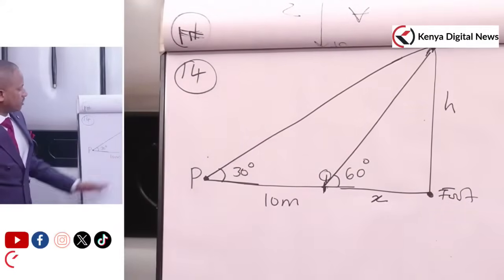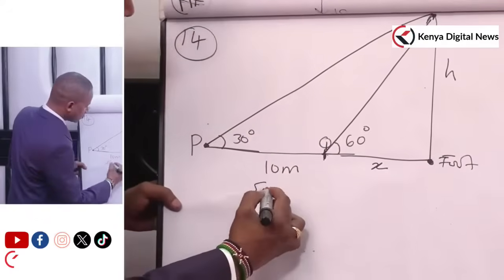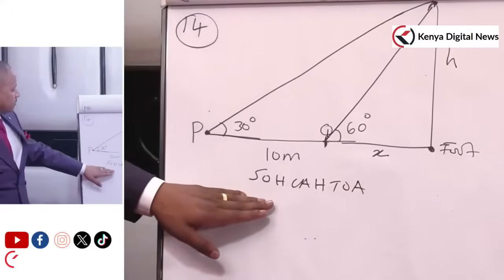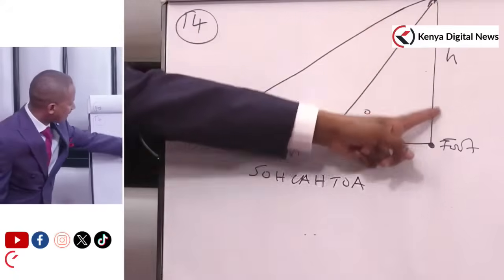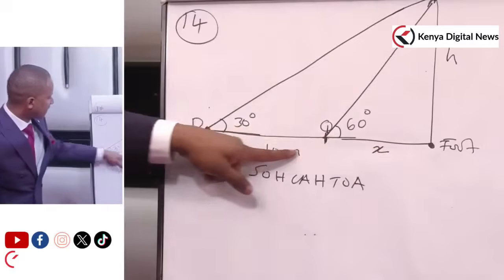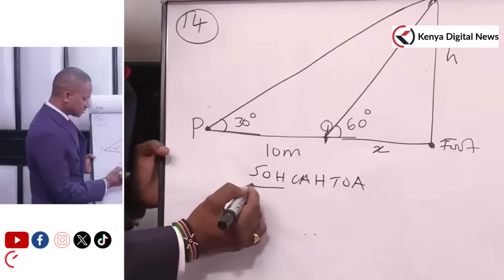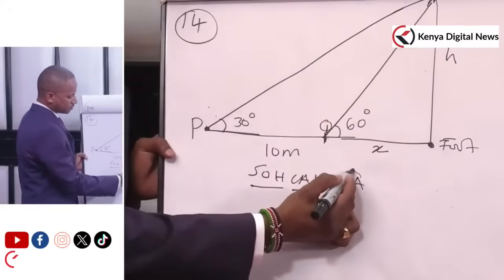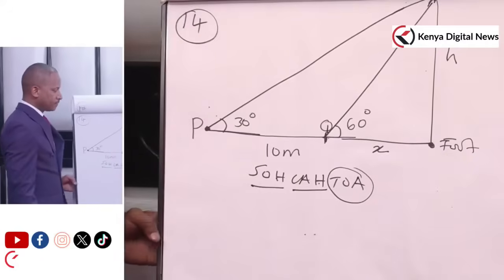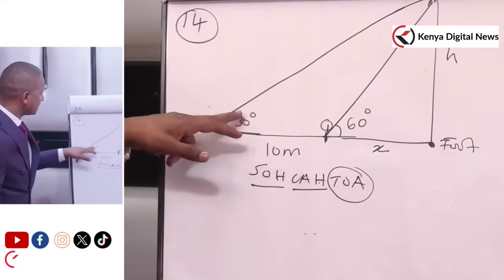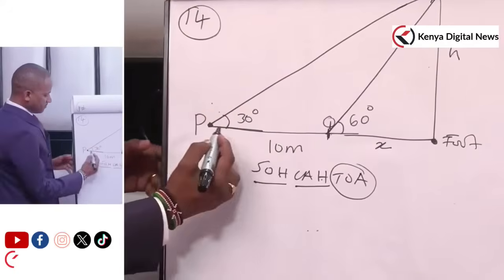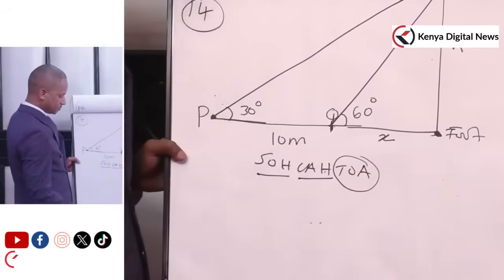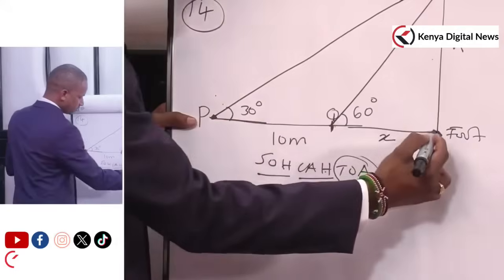So class, when you look at this, just write SOH CAH TOA. So from SOH CAH TOA, we don't have hypotenuse, but we want height. And we have the adjacent. So what fits here? Sine does not fit, cosine does not fit, because these two have hypotenuse. But what fits here is now tan. So therefore, we say tan of 30, remember from P to Q is 10. Then from Q to foot, we put it as X. So therefore, from P to foot is X plus 10.